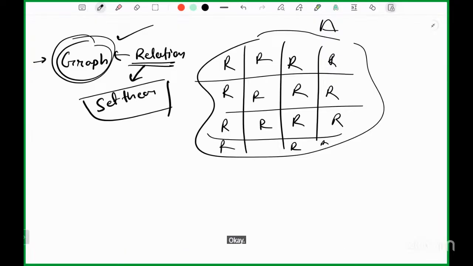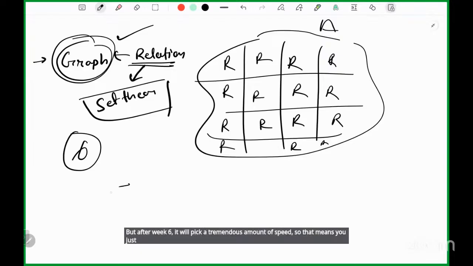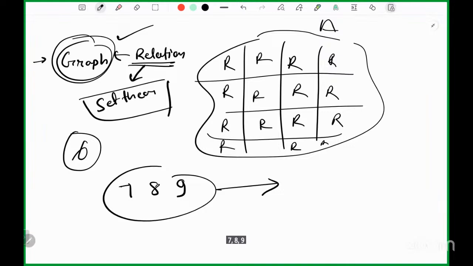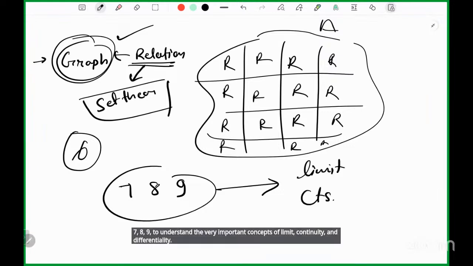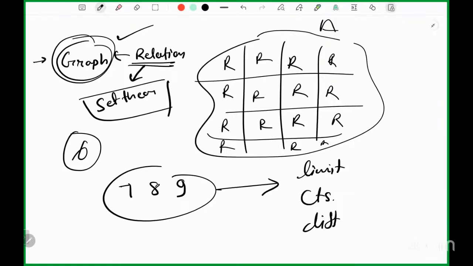Any other doubt from anyone? So see, this course will go very slow up to week 6. But after week 6, it will pick up a tremendous amount of speed. So that means you just have 3 weeks, 7, 8, 9, to understand the very important concepts of limit, continuity, and differentiability. And integration too. Could you just say that again, ma'am?